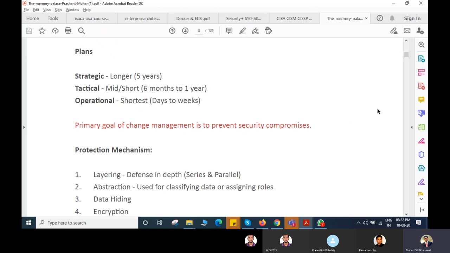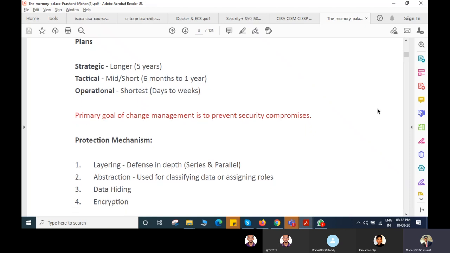And tactical plans are about 6 months to 1 year. Your company is going to migrate to different branches. Suppose the company is going to create 3 or 4 new branches in the next 1 year. So you need to make sure how you're going to make the migration steps, understanding the migration things. In the 5 years, if your company is going to open 5 corporate offices in different countries, then you need to go for the strategic plans of the company.